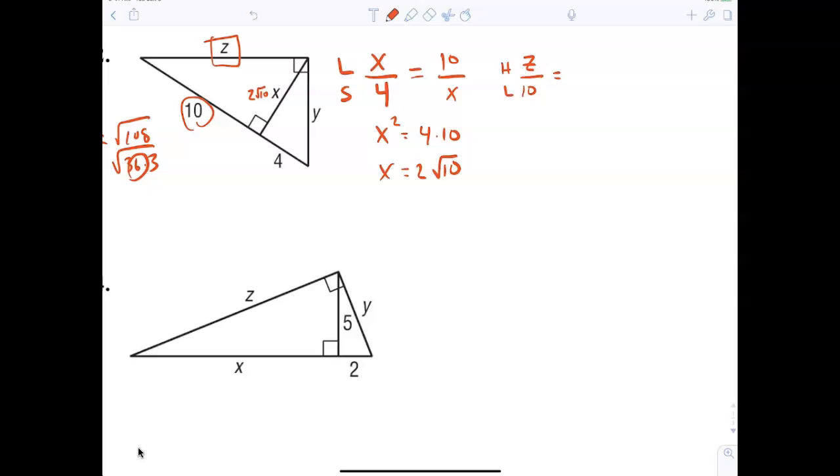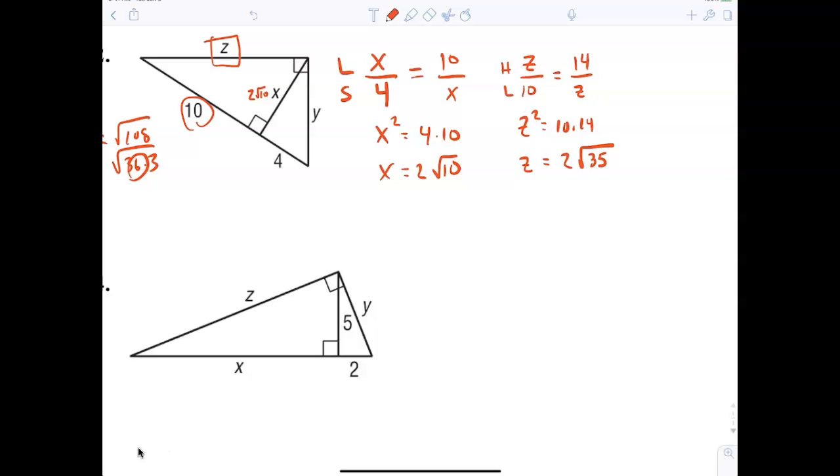What's the hypotenuse and the long leg on the other triangle? 14 over Z. Yeah, look how easy. So even if you do it wrong, you can see that it's not going to work. That's why I never understood the difficulty. So now when you cross multiply, you end up with Z squared equals 10 times 14. And so Z is equal to, what do they have in common, 10 and 14? 2. So 2 radical what? Thank you, 2 radical 35.